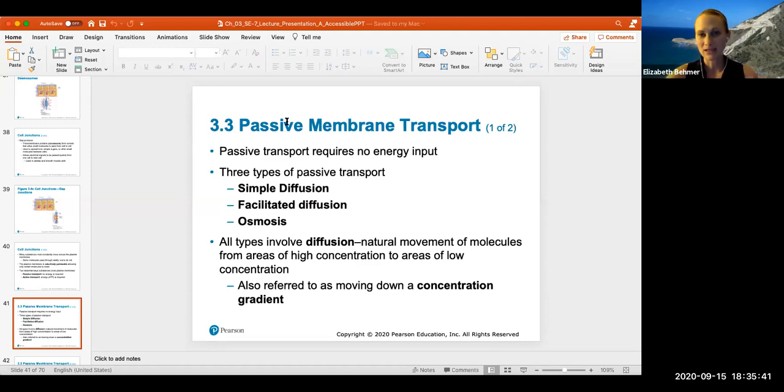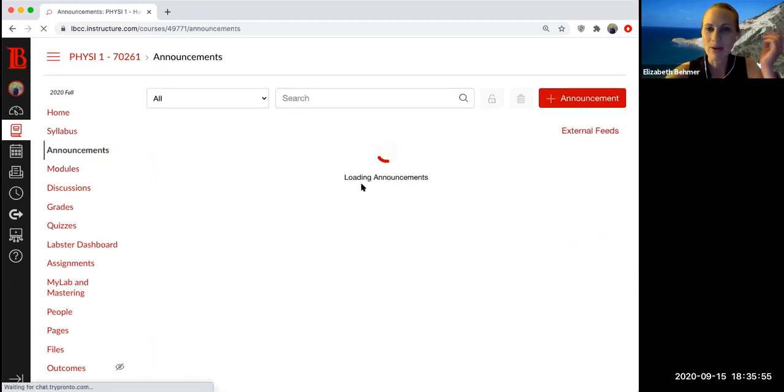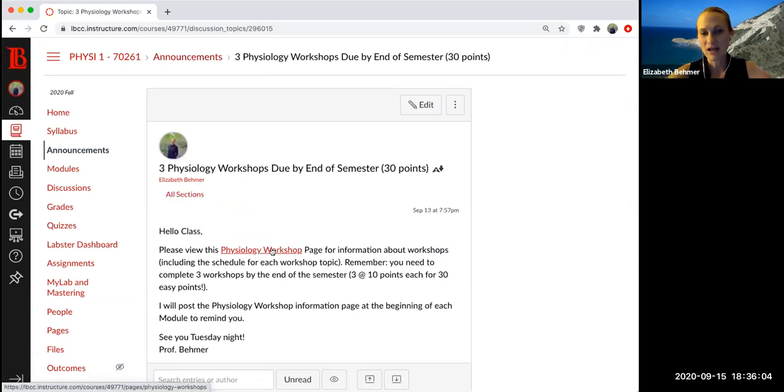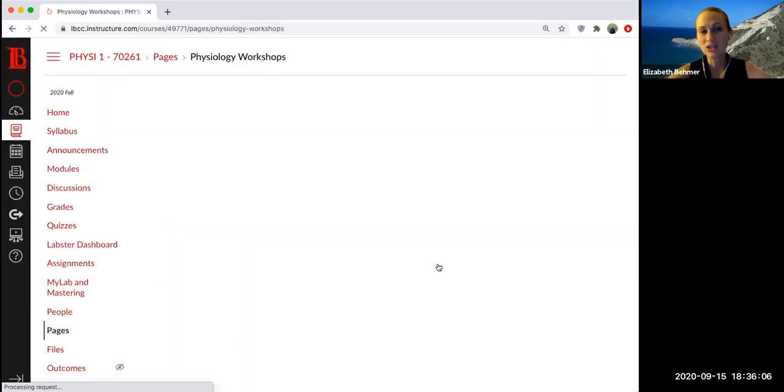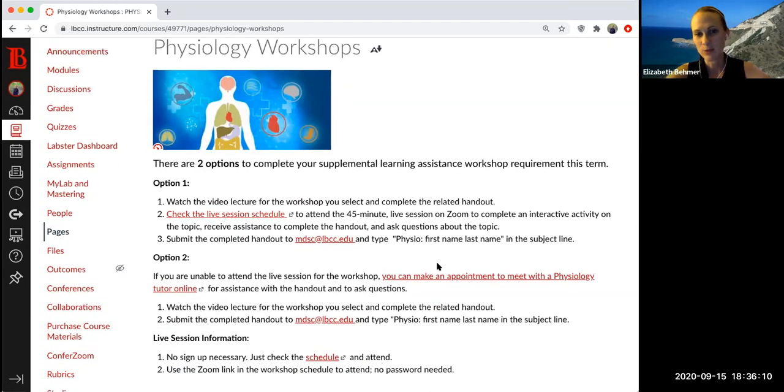I start with passive transport because right here, I'm going to go back to your Canvas really quickly because I want to record this as well. One major thing that you guys are also getting graded on are physiology workshops. And I posted a recent announcement about this. You will get graded on 3 physiology workshops, and they're due by the end of the semester. To get all the information about physiology workshops, you can go to this page in the announcement, and it takes you through how to complete them.